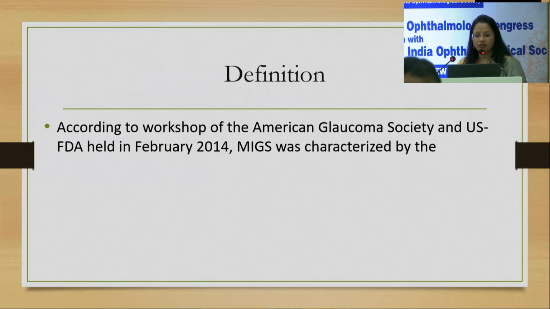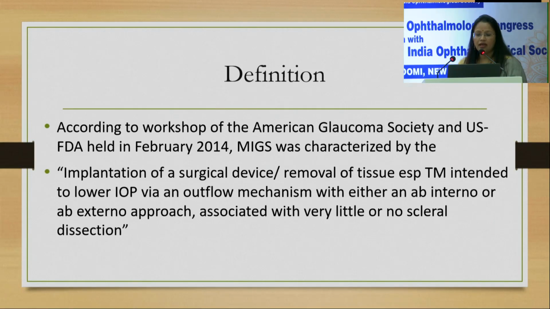According to the workshop of the American Glaucoma Society and US FDA, MIGS was characterized by implantation of a surgical device or removal of tissue, especially trabecular meshwork, intended to lower intraocular pressure via an outflow mechanism with either an ab interno or ab externo approach, associated with low or no scleral dissection.